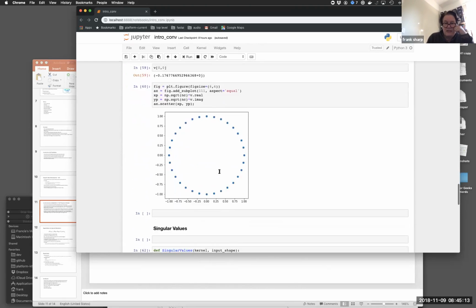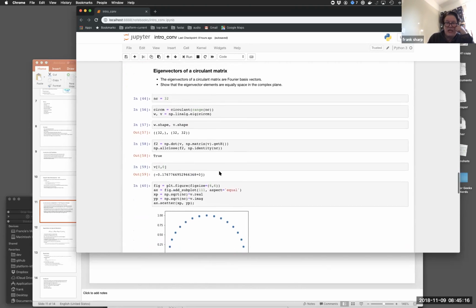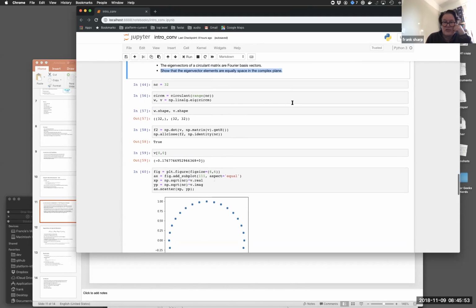Here's one more little thing. In the paper, they talk about the eigenvectors of a circulant matrix. Knowing this fact, that the eigenvectors of a circulant matrix are Fourier basis vectors, is very important to the efficiency of the algorithm. And we're going to show that the eigenvector elements are equally spaced in the complex plane, which means they're Fourier basis vectors.